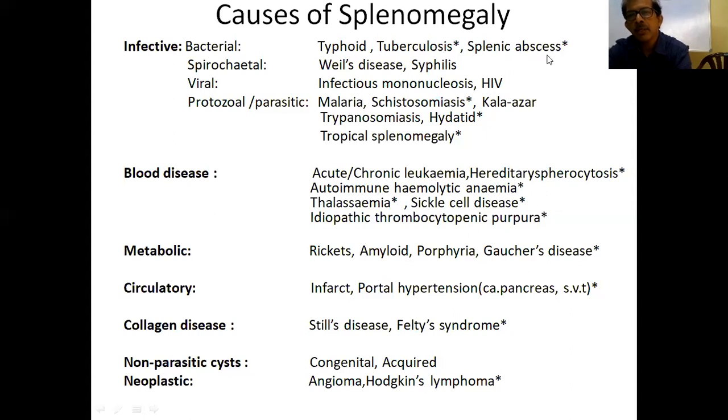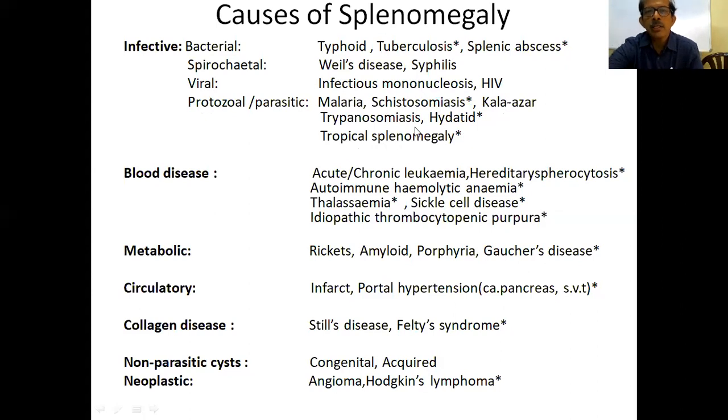And for example, you have this condition called subacute bacterial endocarditis, where there may be infective emboli going to the spleen, thereby resulting in splenic abscess. Then, of course, spirochetal, Weil's disease, syphilis, viral infectious mononucleosis, and even in HIV, there may be splenomegaly. Then protozoal and parasitic. Of course, all of you know about malaria, schistosomiasis, Kala-Azar, trypanosomiasis, hydatid disease, tropical splenomegaly.